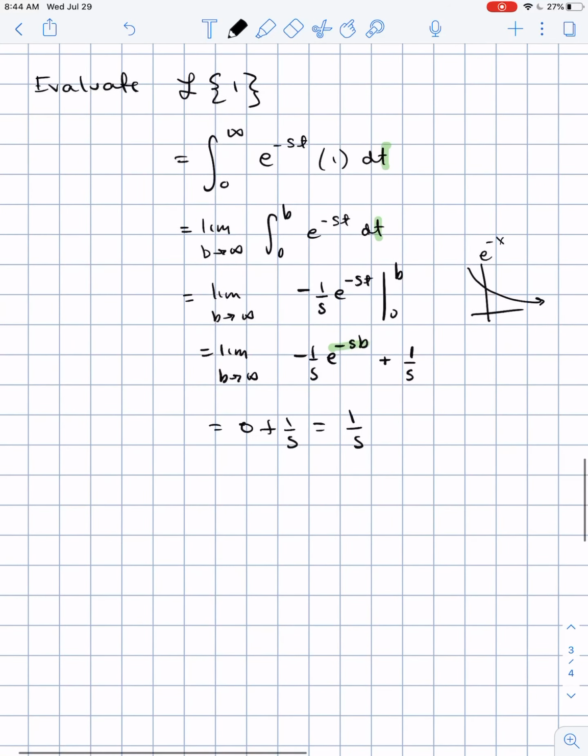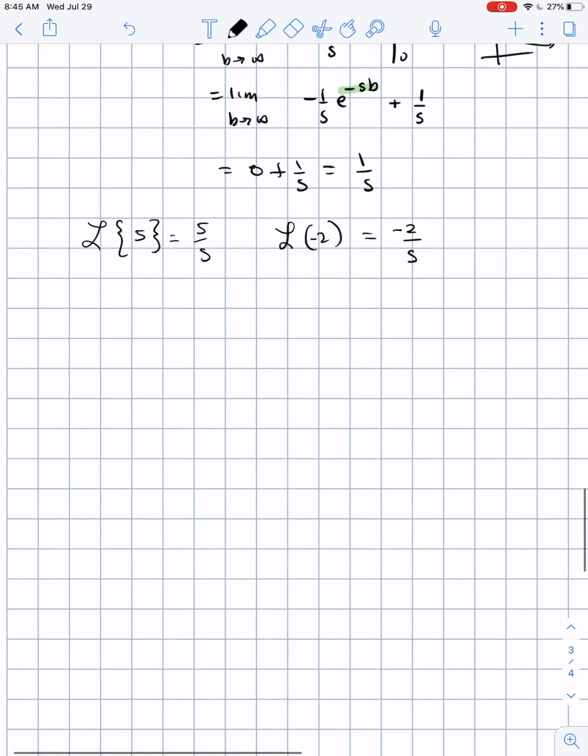Just to help you guys out, I'll list all the little rules that we're going to have as we go along. If I had a 5, that would be 5 over s. If I had a negative 2, that'll be a negative 2 over s. So any constant is going to be divided by s, and we'll get to that a little bit later.